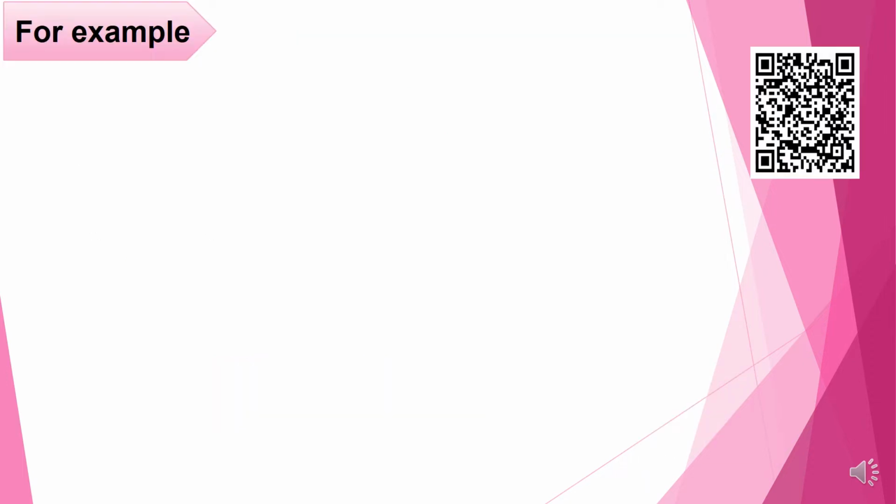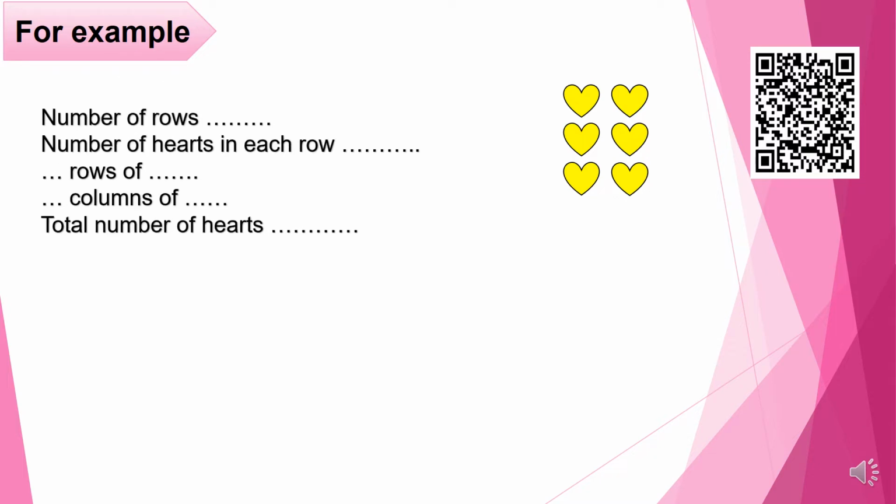Okay, for example, we have an array here. Let's answer these questions. The number of rows. How many rows do we have here? We said rows are the horizontal lines. Horizontal lines. 1, 2, 3. So we have 3 rows here. The number of hearts in each row. Inside each row, how many hearts do we have? 1, 2. So we have 2 hearts inside each row.